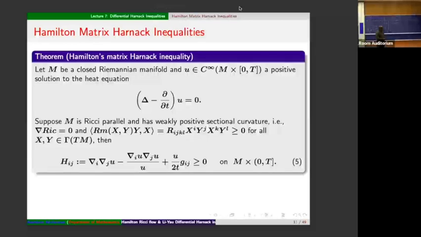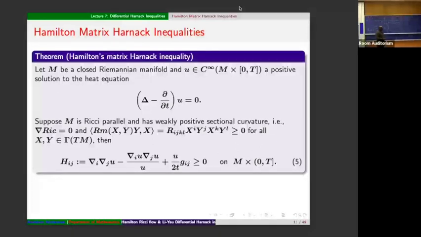Okay, and this is the statement of the theorem. Let M be a closed Riemannian manifold. I told you anytime I say closed, we mean compact without boundary. And we restrict to no boundary because we want to deal with Ricci flow, and the Ricci flow that we have been considering before is on manifolds without boundary.